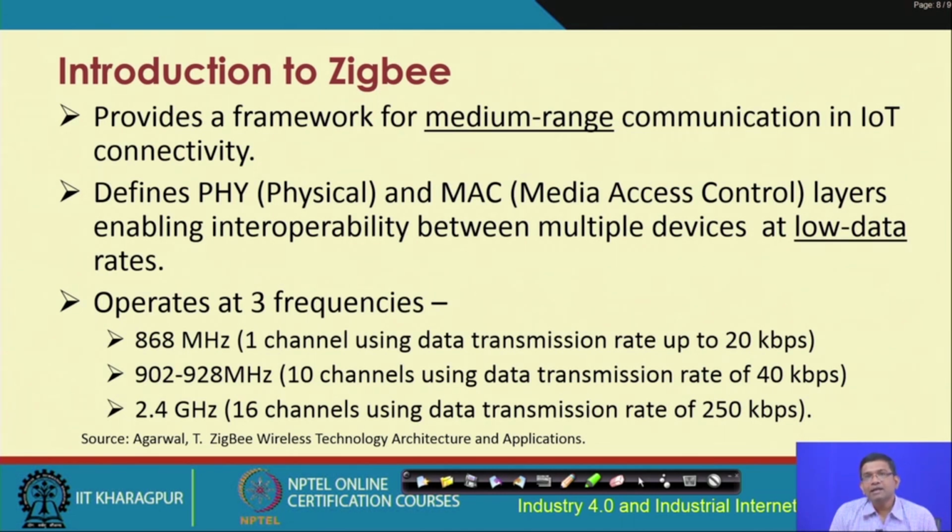So, ZigBee basically offers low data rate, medium range communication capabilities between IoT devices by making certain changes or defining certain characteristics in the physical layer and the MAC layer. ZigBee operates in 3 frequencies: 868 megahertz, 902 to 928 megahertz and 2.4 gigahertz, and each of their channel characteristics and the data transmission rates are as shown.